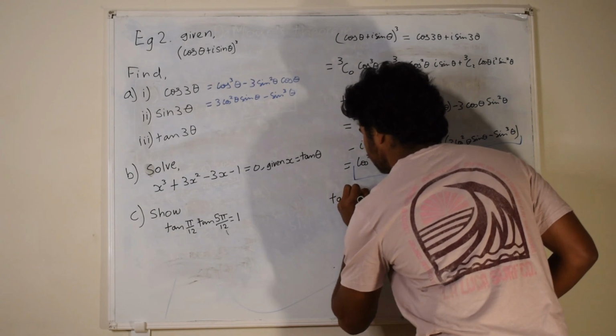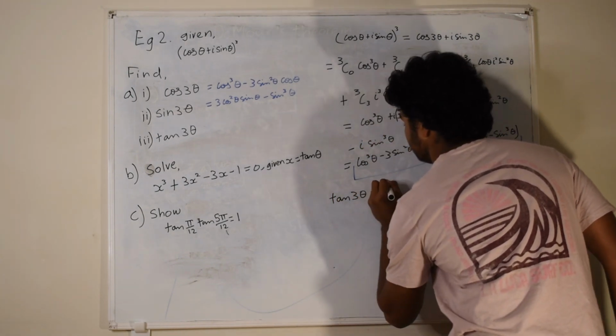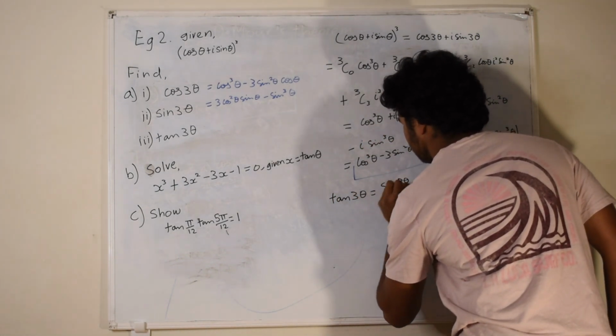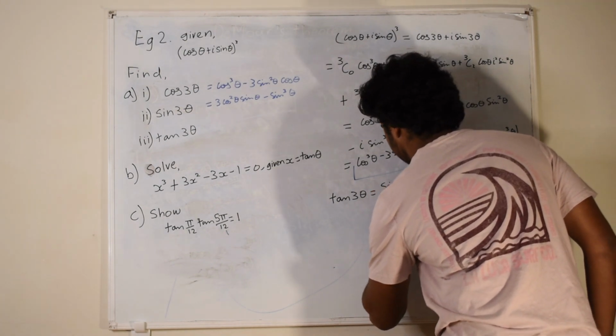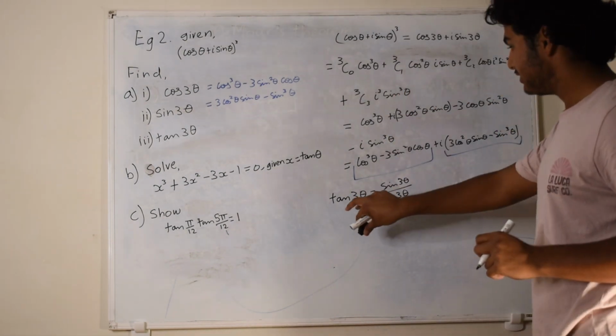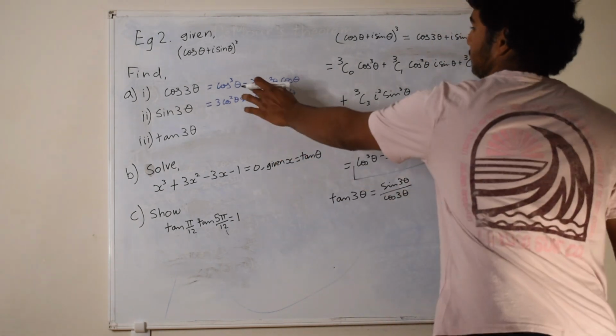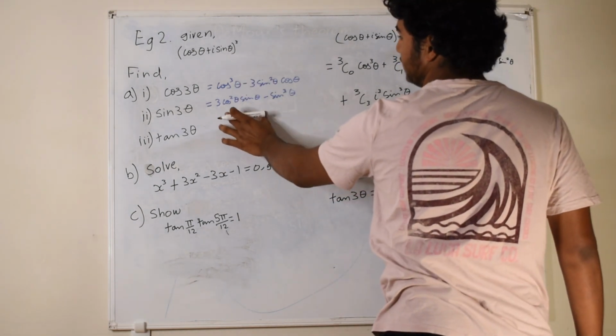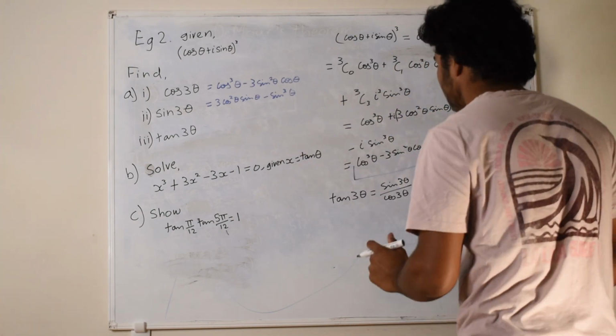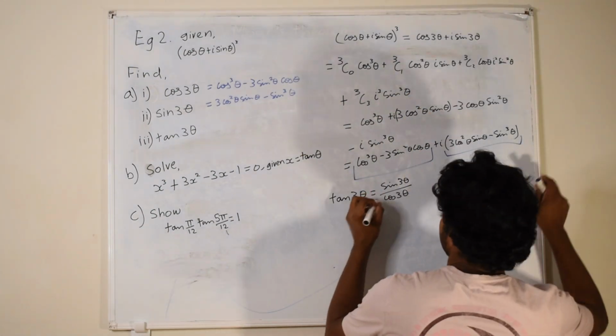Tan 3 theta equals sine 3 theta upon cos 3 theta. Correct? So tan is sine upon cos, so sine 3 theta upon cos 3 theta. So we can just put these two values together. I'll do it down here. So we got sine 3 theta.